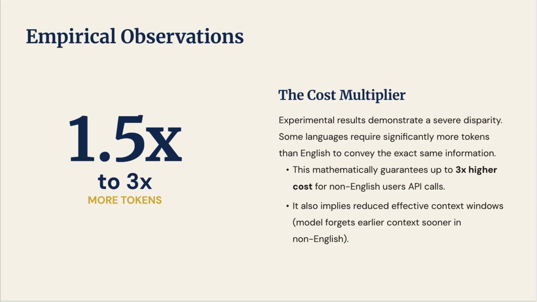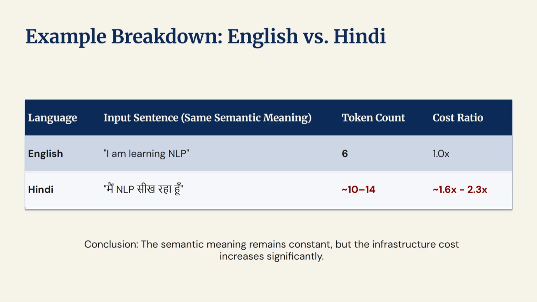Second, and this is often overlooked, it reduces the effective context window. Since models have a fixed maximum token limit, non English content fills that window faster, meaning the model effectively forgets the earlier parts of the conversation very soon. So, non English users not only pay more, but they also get less capacity per request. So now let's take a look at a concrete example.